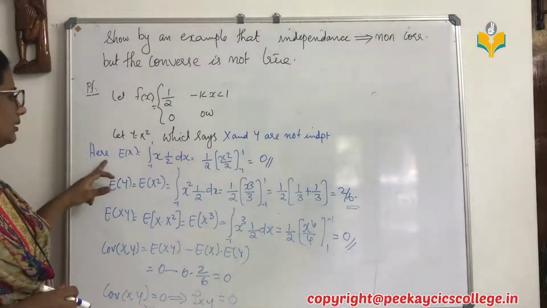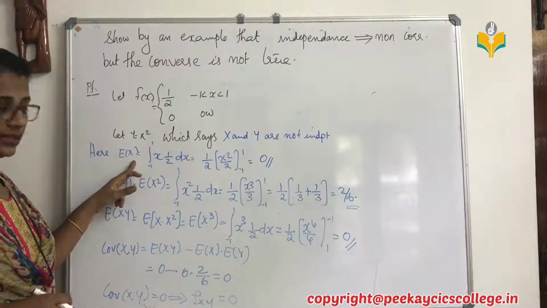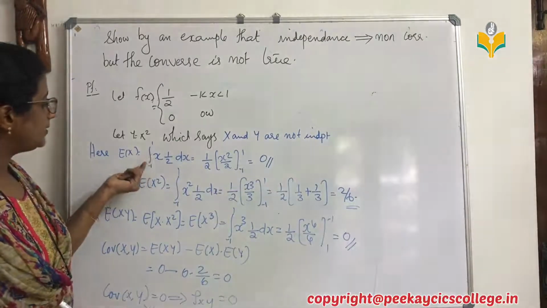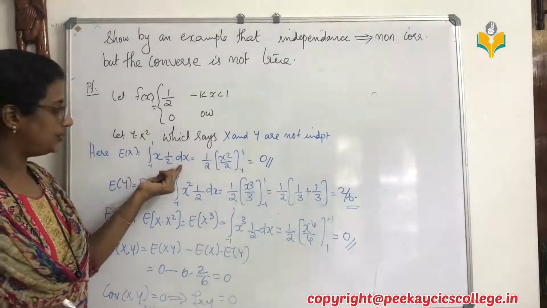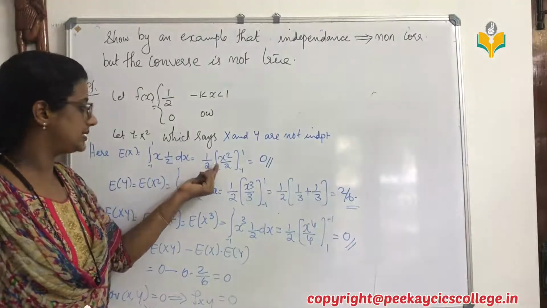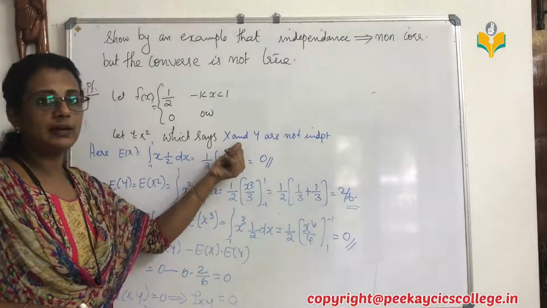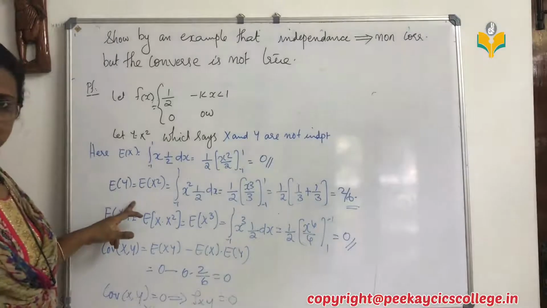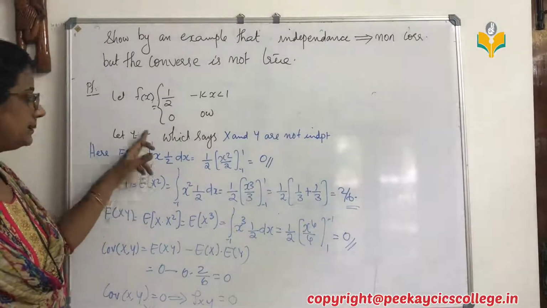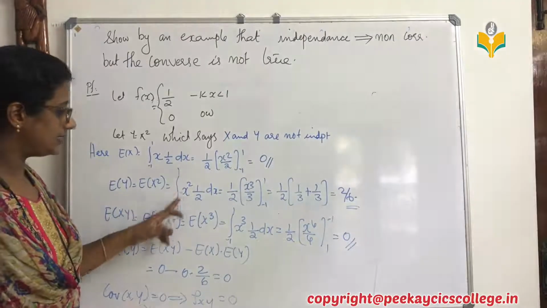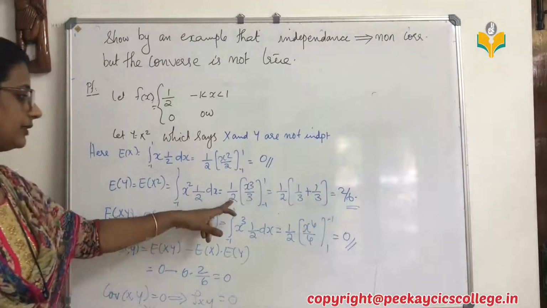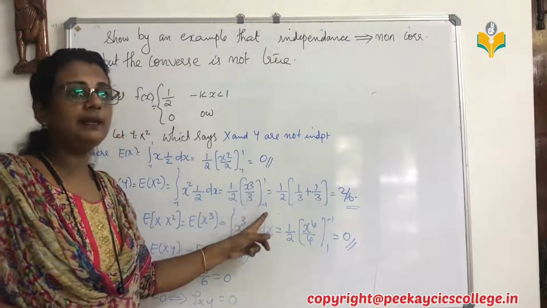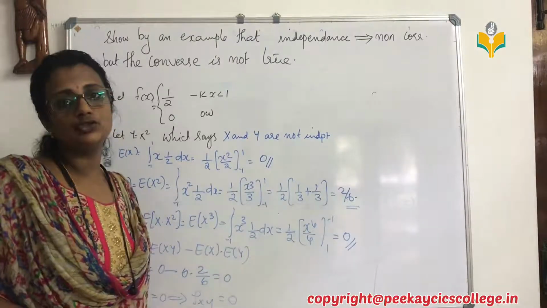First we want to calculate e of x, e of x square, covariance, etc. E of x equal to integral minus 1 to 1 x into 1 by 2 dx. 1 by 2 is a constant, can be taken outside. Integral of x equal to x square by 2. Apply upper and lower limit, we get the answer as 0. Next, expectation of y. Expectation of y is nothing but expectation of x square, equal to integral minus 1 to 1 x square into 1 by 2 dx. 1 by 2 can be taken outside. The integral of x square equal to x cube by 3. Applying lower and upper limit, we get 2 by 6.